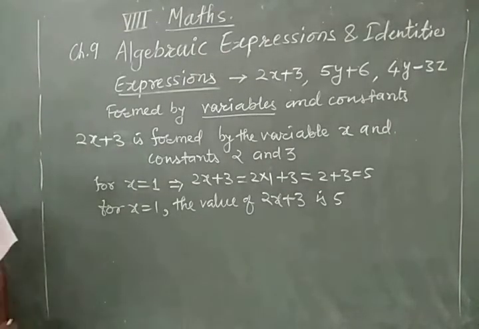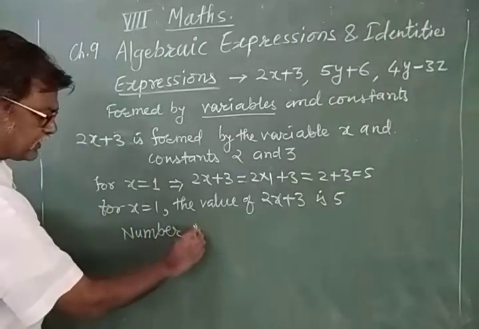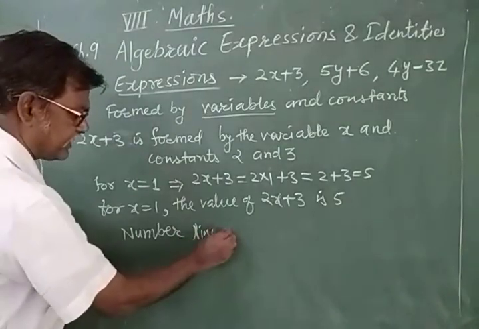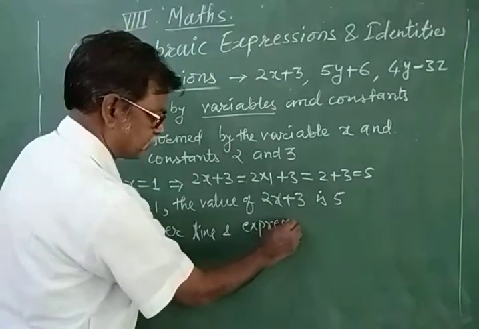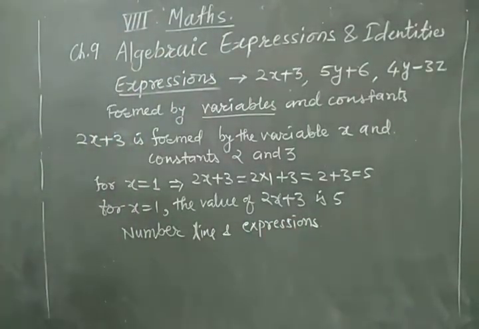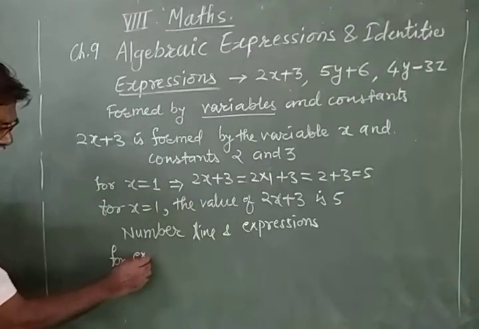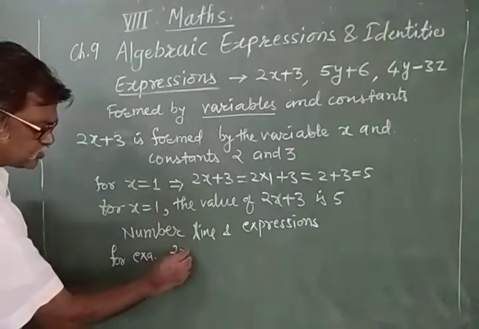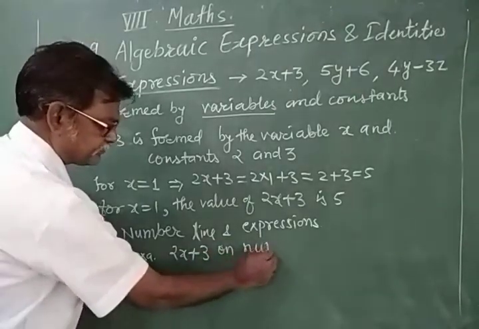Now, how will you represent expressions on the number line? In the rational numbers, we have represented the rational numbers on the number line. For example, how will we represent this 2x plus 3 on the number line?